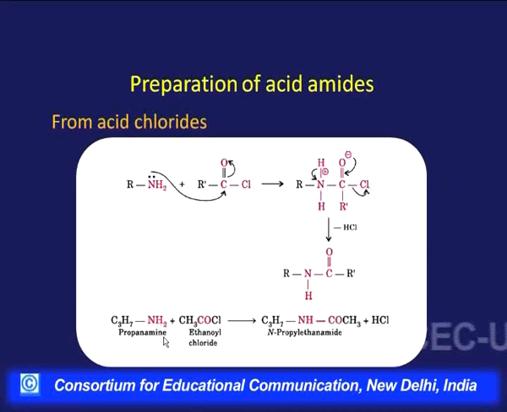Like this is a propanamine, when it is treated with ethanoyl chloride, this NH2 will substitute this Cl and we will get N-propyl ethanamide, because the acid portion will be this much, CH3CO. So, an amide is named from the acid. The nomenclature is as an acid derivative. So, it is ethanamide, and this propyl group is present on the nitrogen. So, it is named as N-propyl ethanamide.